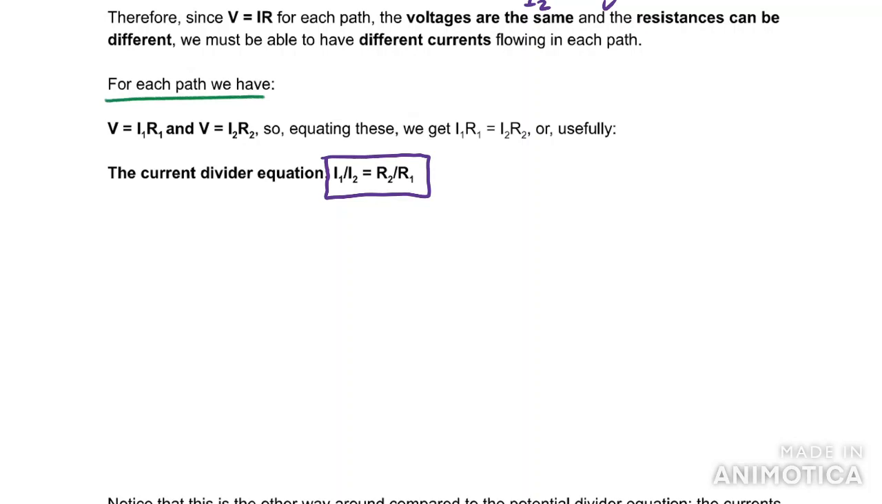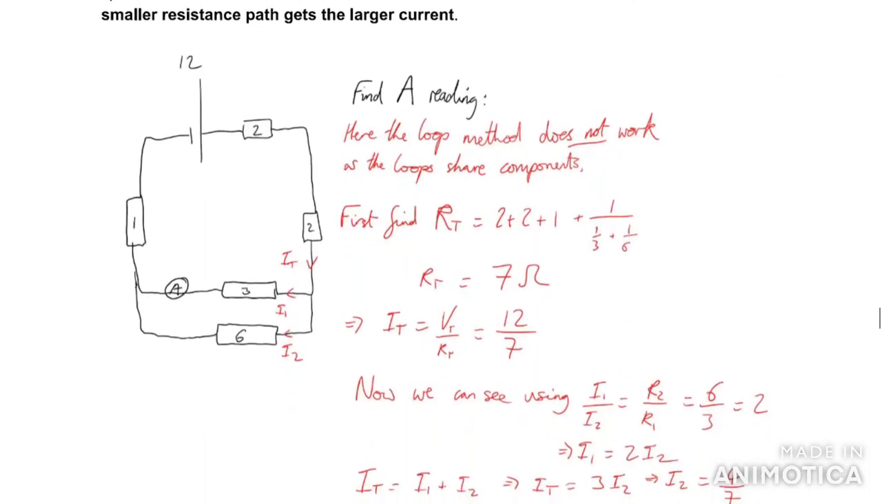But if you do find yourself having to work out the current in a path, it can be useful to know this. Let's say we want to find the ammeter reading here. Very nasty question. So how can we do that? Well, the first thing we want to know is what's the total current in the circuit. In order to do that, we have to work out the total resistance of this circuit, because we can't use the loop method because the loops share components. If we find the total resistance by adding up all the resistors in that way, we find that the total resistance is 7 ohms. And the total current will therefore be 12V over R, which is 12 over 7. That's the total current.